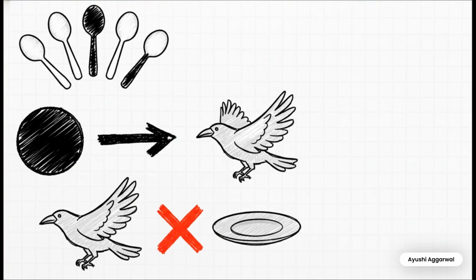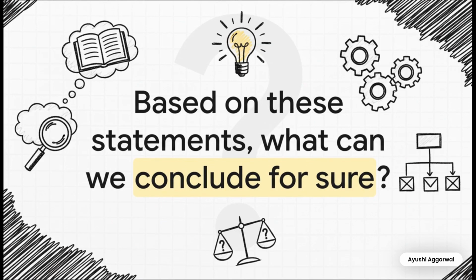Now, this is the most important rule for these questions, so listen close. For the next 2 minutes, you have to accept these statements as 100% absolute fact. It doesn't matter if it sounds weird in the real world. In this puzzle's world, some spoons are black, all black things are crows, and absolutely no crow is a plate. Got it? So the big question is, based only on those facts we just agreed on, what other things can we say are definitely 100% true?